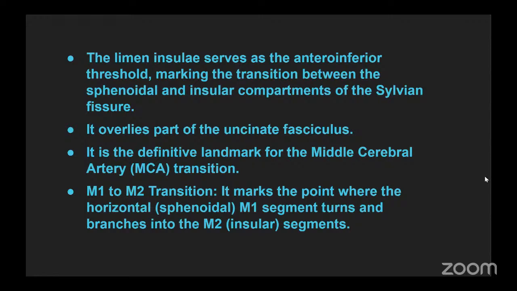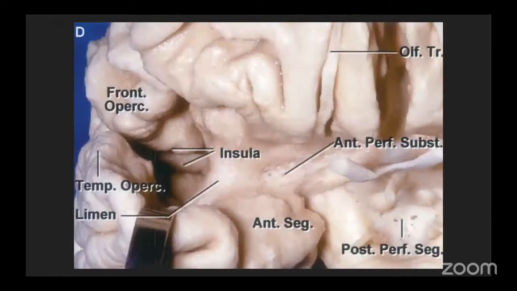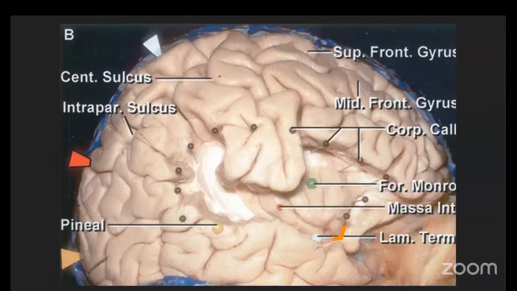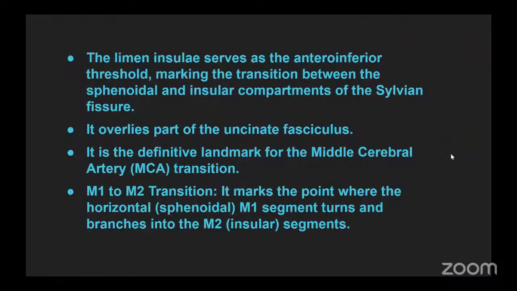The limen insula has been discussed very thoroughly in a lot of previous sessions, but it's so important that I didn't want to skip it again. It is the anterior-inferior threshold. We are all clear about it. Let's go back. This is somewhere where the limen insula is going to be. It overlies part of the uncinate fasciculus.